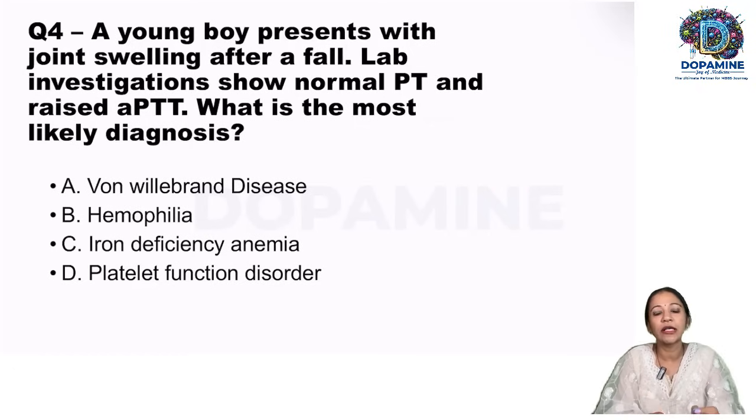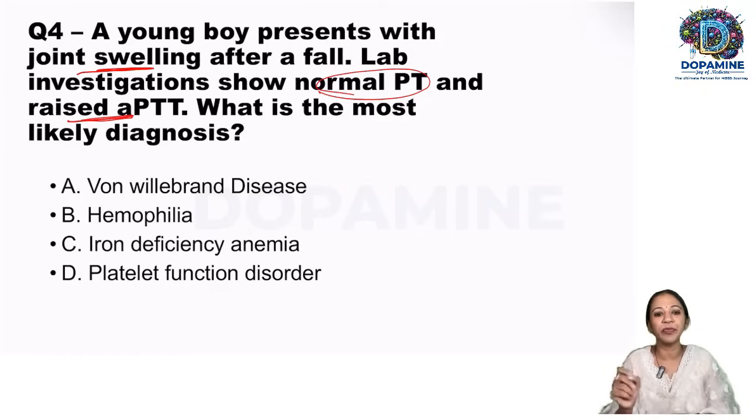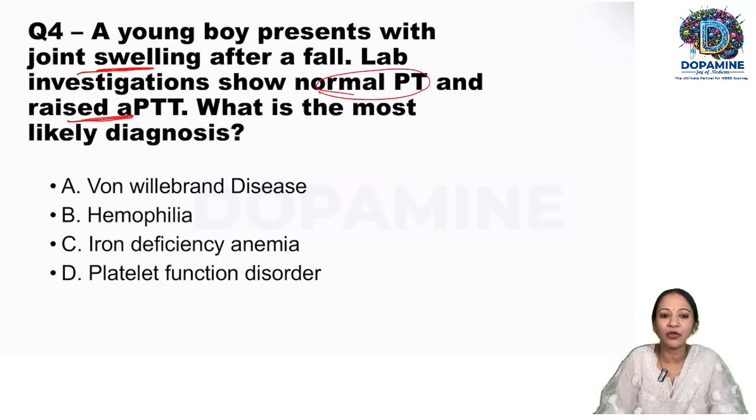So the next question: a young boy presents with joint swelling after a fall. Laboratory investigation shows normal PT with elevated APTT. What is the most likely diagnosis? So we'll see the choices here. As you can see, choice C, iron deficiency anemia, has nothing to do with this. So we'll exclude it. Very basic thing we will exclude.